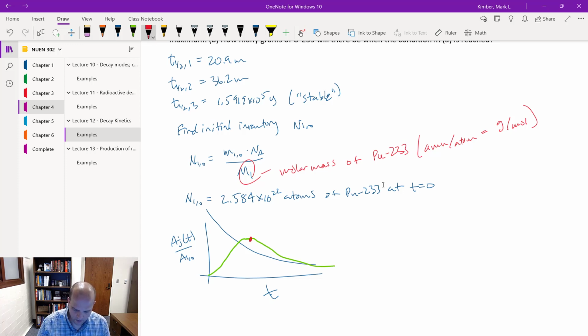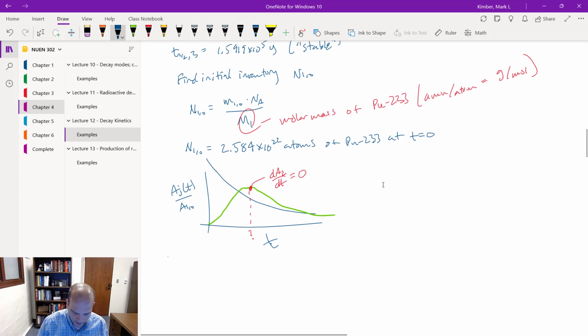And we're looking for this point right here where my derivative is going to be equal to 0. That's what we're looking for in part A, is to find out at what time this occurs, when the activity of isotope number 2 is at its maximum. So in order to find that point, we've got to look at the expression for activity. We can force that to be equal to 0.